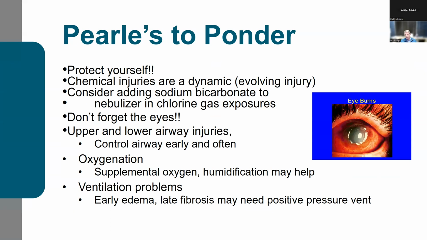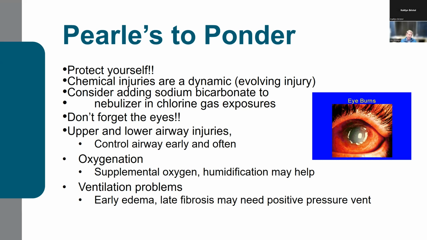So some pearls to ponder here: number one, protect yourself. Protect your eyes, your skin, your hands, and your respiratory tract as best you can. Chemical injuries are dynamic. As I mentioned, they are evolving injuries. These may happen very quickly, or they may be slower to evolve, like with substances that are not very water soluble, like phosgene or ozone. If we have a chlorine gas exposure, and chlorine and ammonia are two of the most common water-soluble exposures, there's some data suggesting sodium bicarbonate nebulizers may actually help limit some of the injury, at least on the pH side of things.